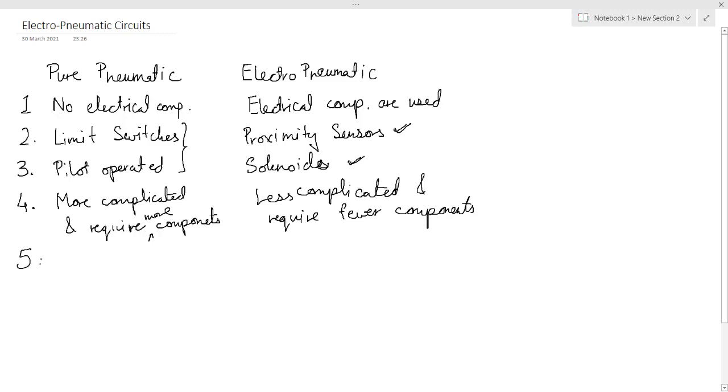Additionally, whenever you want to make any change, for example, say initially your circuit is A plus B plus A minus B minus, and now you want to convert that circuit into A plus B minus A minus, then you will have to change the connections physically. So physical connections need to be changed. Where the tubing goes, that has to be changed.